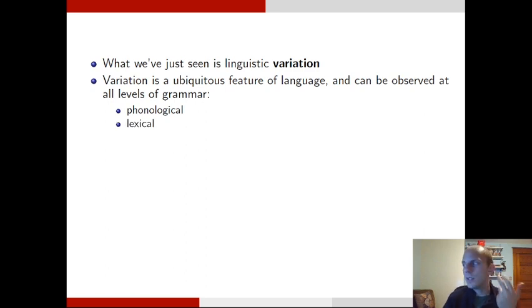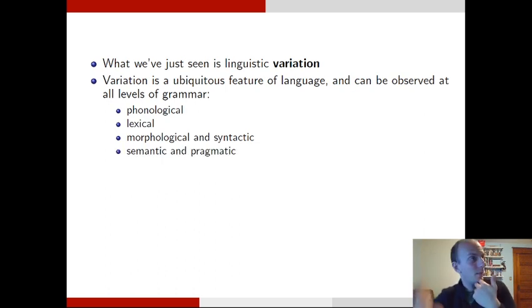We have lexical variation like we just looked at. We also have syntactic and morphologic variation, and semantic and pragmatic variation. We'll be talking more about these later on.